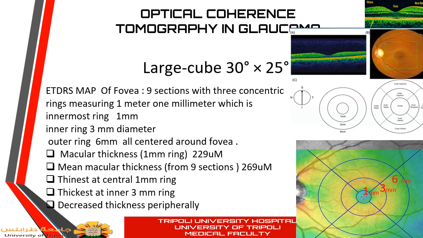So this is named the ETDRS grid or ETDRS map. We have 9 sectors and 9 zones, and when we want to describe any pathology, we have to describe it based on this map. Any area outside the ETDRS zone is called an area outside the ETDRS zone, and the rest is within the ETDRS grid.